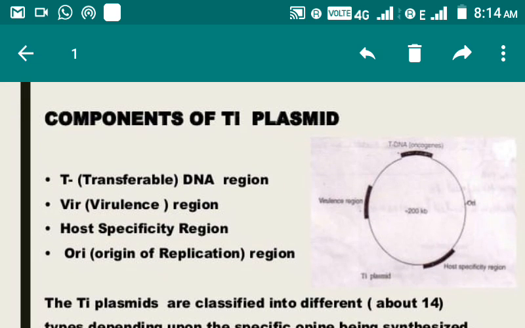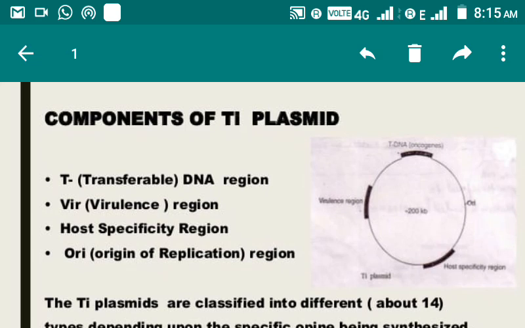What are the components of Ti plasmid? Ti plasmid has these four components: tDNA region, that is the transferable part, that is going to be transferred into the plant cell. Second is Vir region, that is virulence. This is the gene which induces the transfer of tDNA, because in the absence of this Vir gene, tDNA won't be able to transfer into the plant cell. Third one is host specificity regions. Next one is ORI, which is very important, the origin of replication for the plasmid.